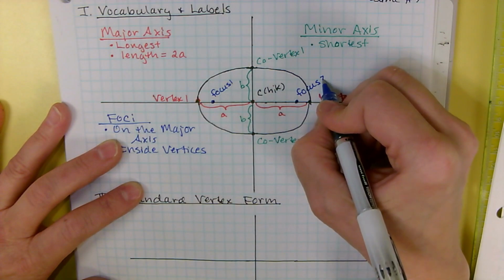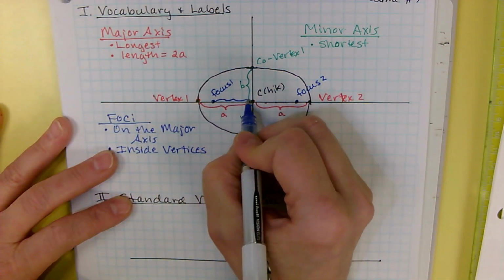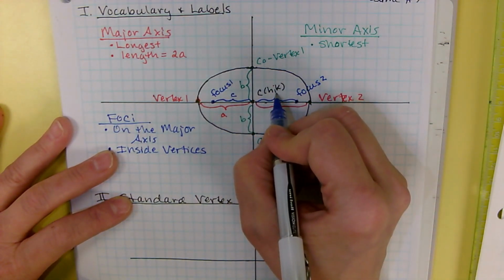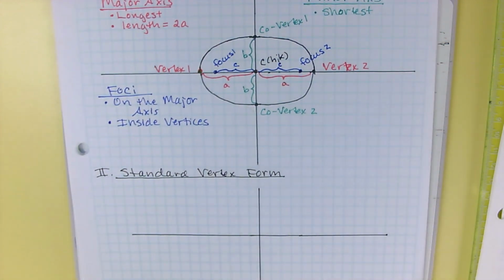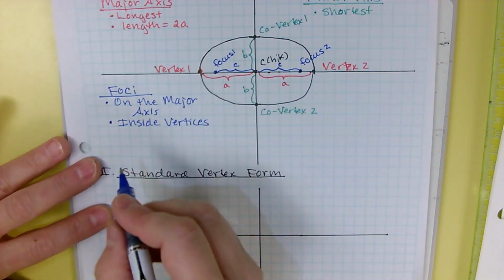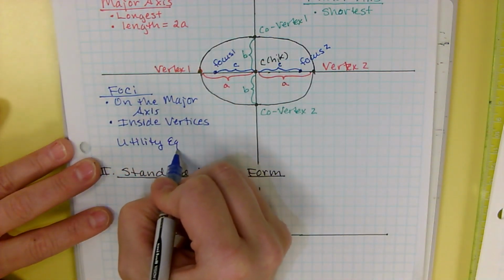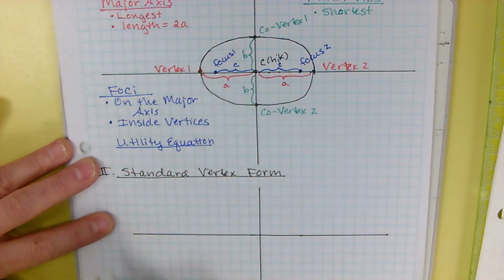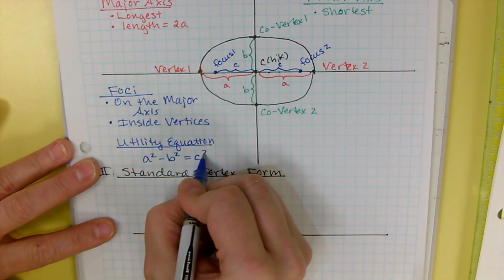That's focus 2. And the distance from the center to the focus is c, lowercase c, not to be confused with uppercase C for the center. Now, to find the foci from the ellipse equation, we have what I call a utility equation. It means it's not the main one, but it's used to find the pieces in parts. And it is a squared minus b squared equals c squared.